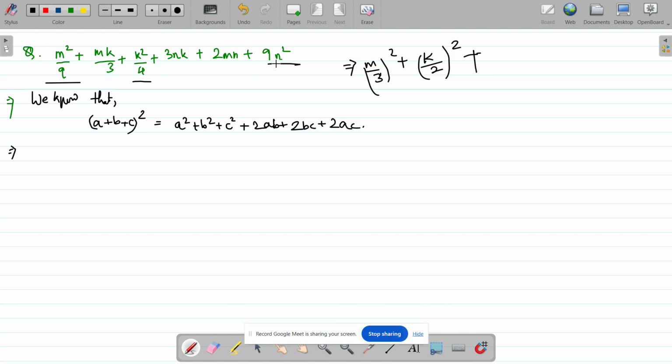And the third square term is 9n square. So what can we write 9n square as? We can write 3n whole square, right? So I have found here that A is m by 3, B is k by 2, and C is 3n, right? But we need to solve this in the question paper. In the exam, we have to solve the whole process, right?